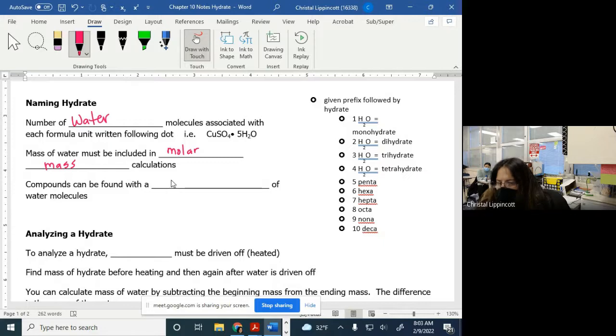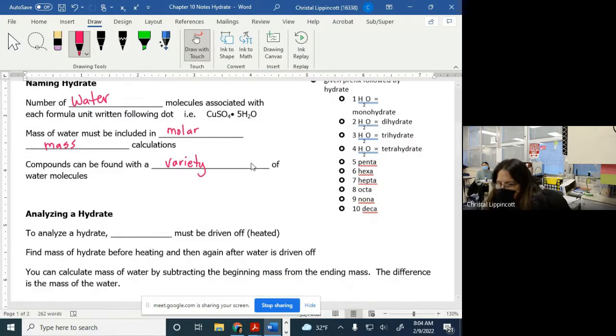Compounds can be found with a variety of water molecules. So some of them will be like monohydrate or dihydrate or hexahydrate or heptahydrate. So it just depends on what the stuff is. So this is copper sulfate here. It's always found with 5 waters. But other ones are found with other. So it just varies by what the thing is and how much water it can actually absorb.